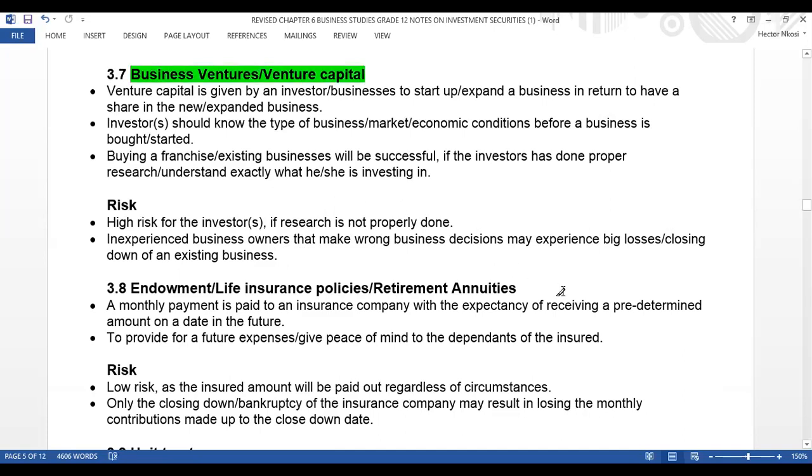Then now let's look at your endowment or life insurance policies or retirement annuities. They love this, guys. I've once seen it in one of the past papers for grade 12s. They love the retirement annuities and life insurance policies.